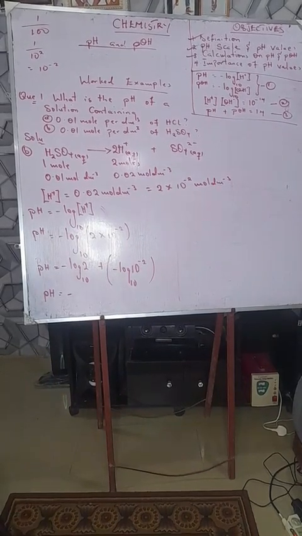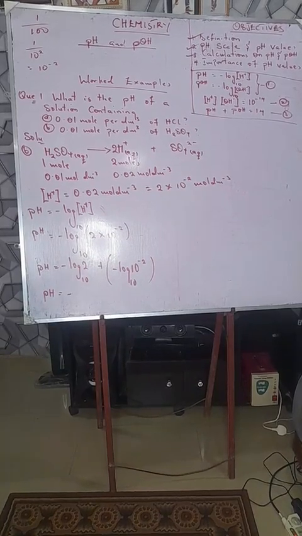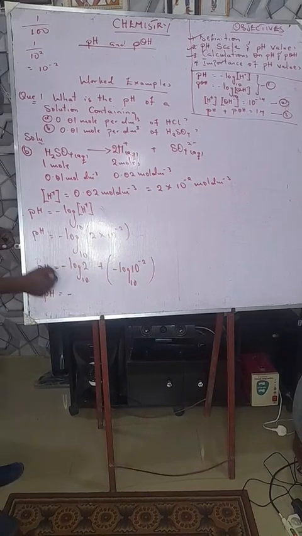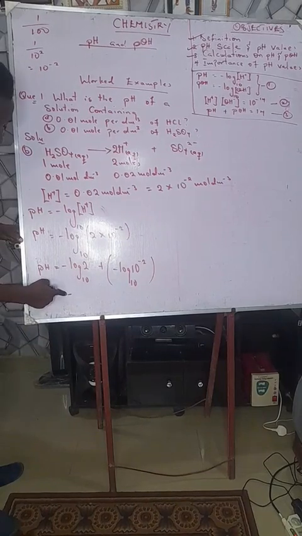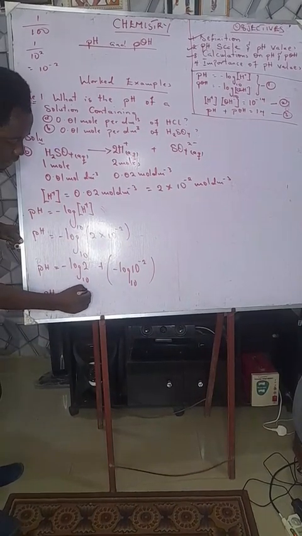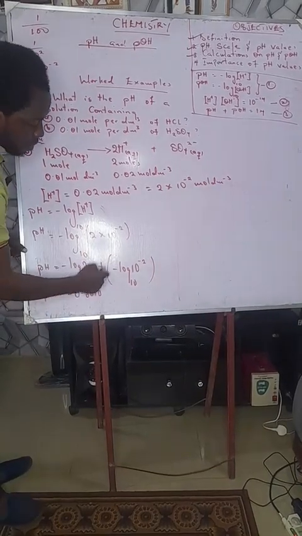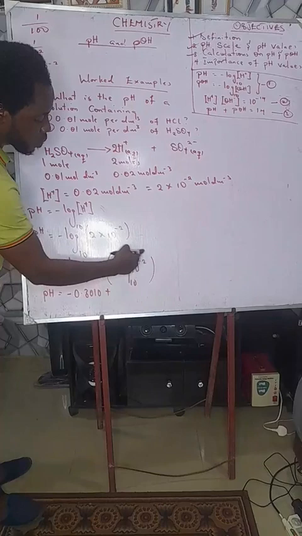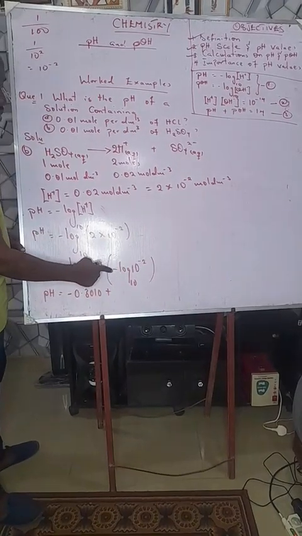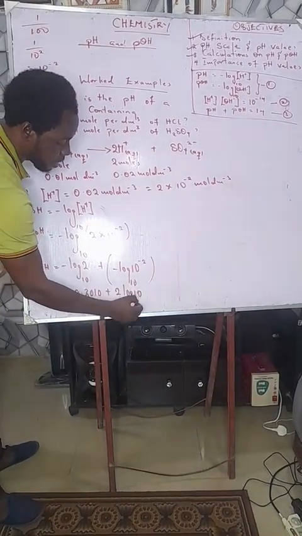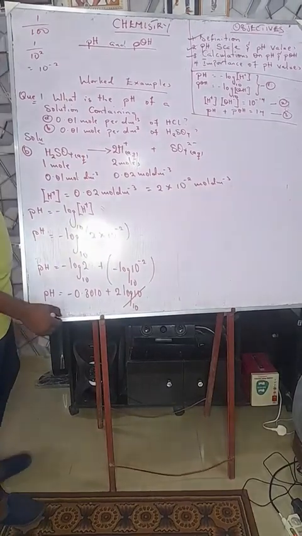Log 2 will give us 0.3010. If you press log 2, remember there is a negative sign here. I've written the minus. Then this is 0.3010. So that's log 2. Then plus this minus 2 will come here and meet this minus. So it's going to be minus 1 times minus 2. It will be 2 log 10 base 10. Log 10 base 10 will give you 1.